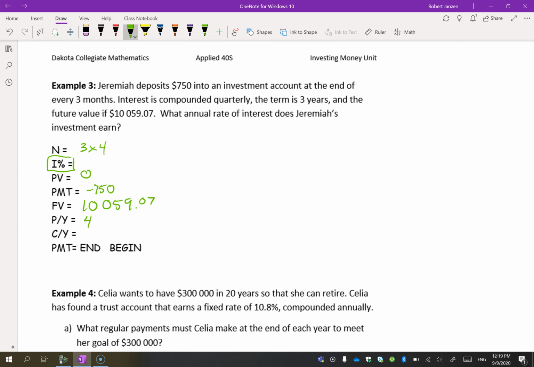Okay, the interest is compounded quarterly, so 4 times a year. What is the interest rate? You put it into your TVM solver, and the interest rate comes out as 8%.